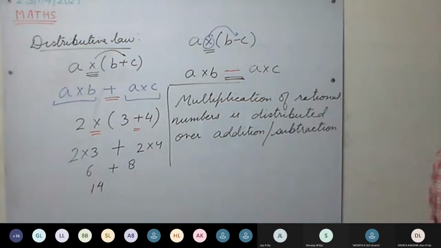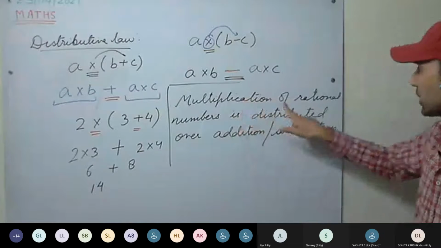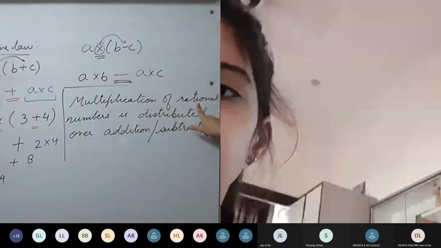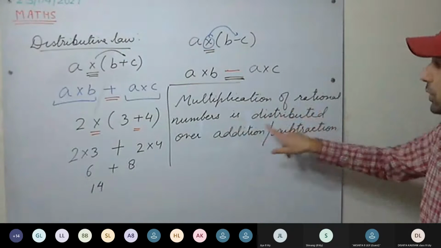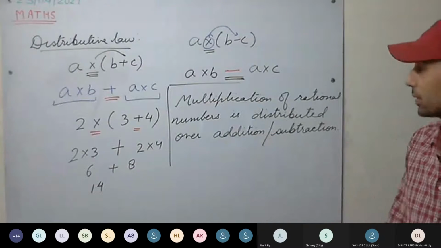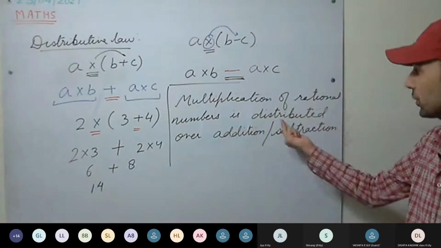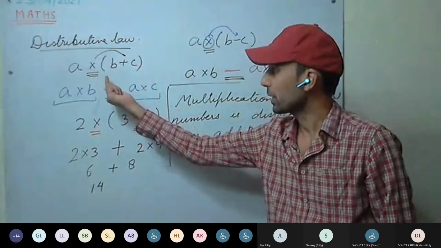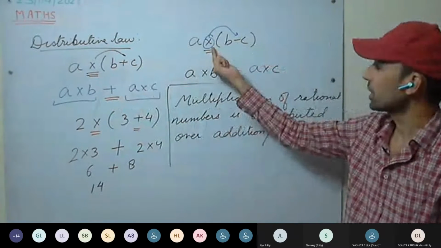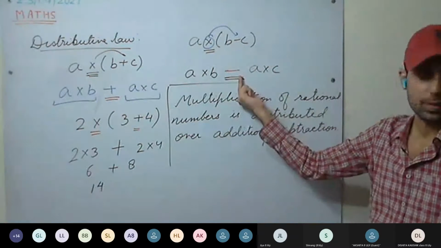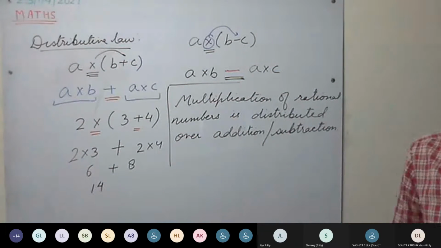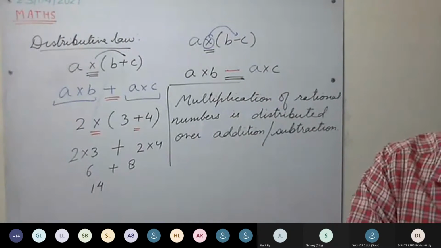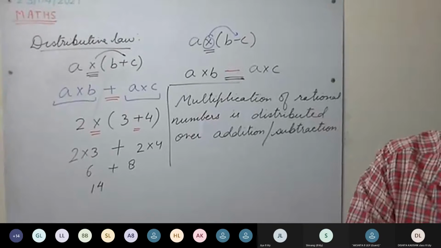Understood this one? In the distributive property, multiplication of rational numbers is distributed over addition and subtraction. We are distributing multiplication over addition, and we have distributed multiplication over subtraction here. Understood this one? This is our distributive property. So you can write this line on page number N17 above distributive property, written in red or something like that.